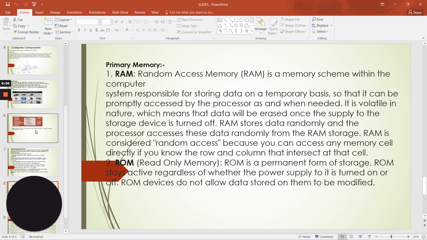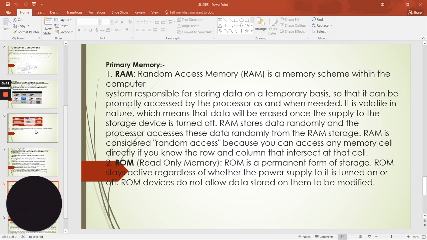Primary memory. Let us look at the primary memory, or rather RAM. RAM is random access memory. Random access memory is a memory scheme within the computer system responsible for storing data on a temporary basis so that it can be promptly accessed by the processor as and when needed. It is volatile in nature, which means the data will be erased once the supply to the storage device is turned off.